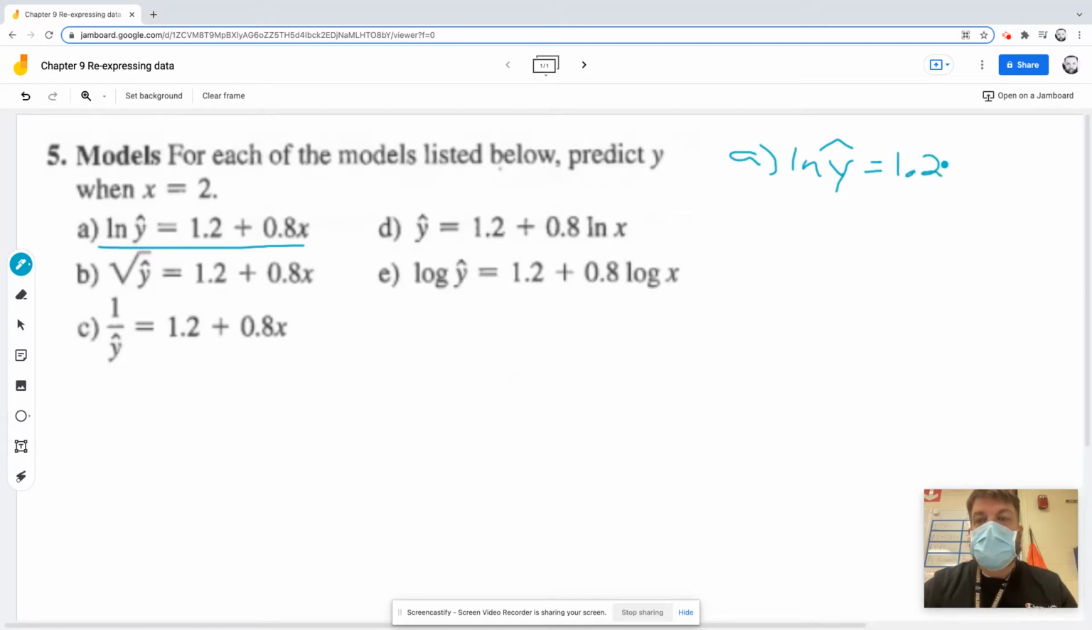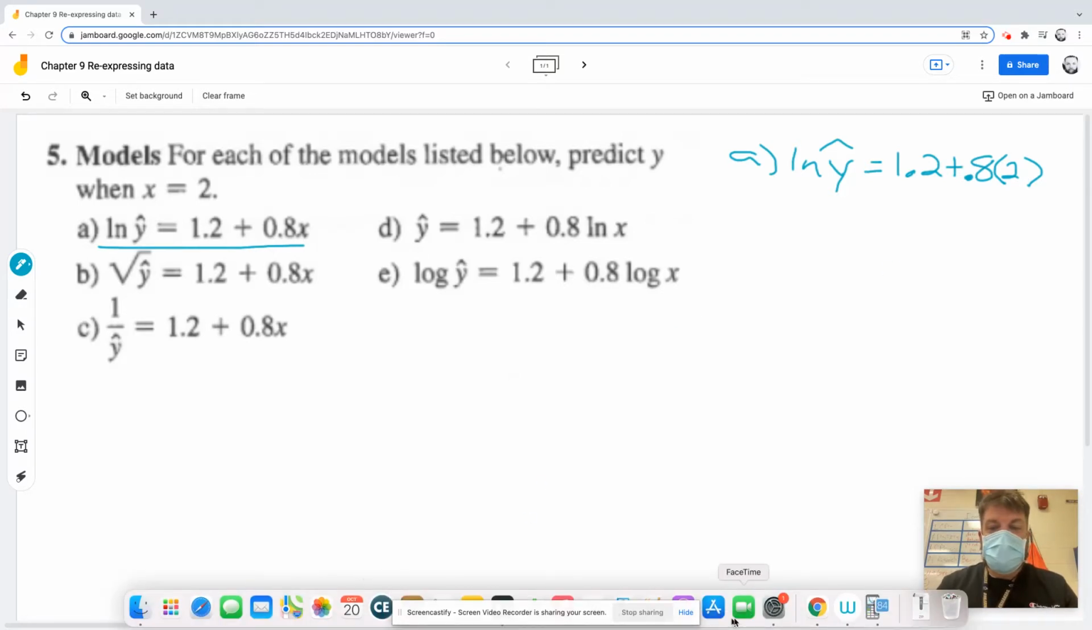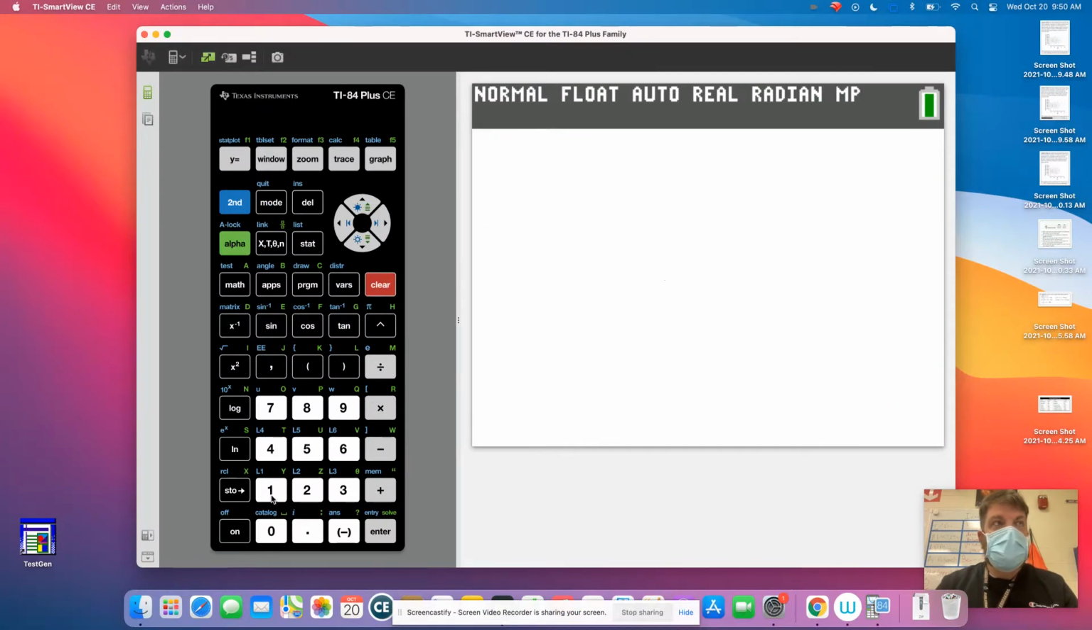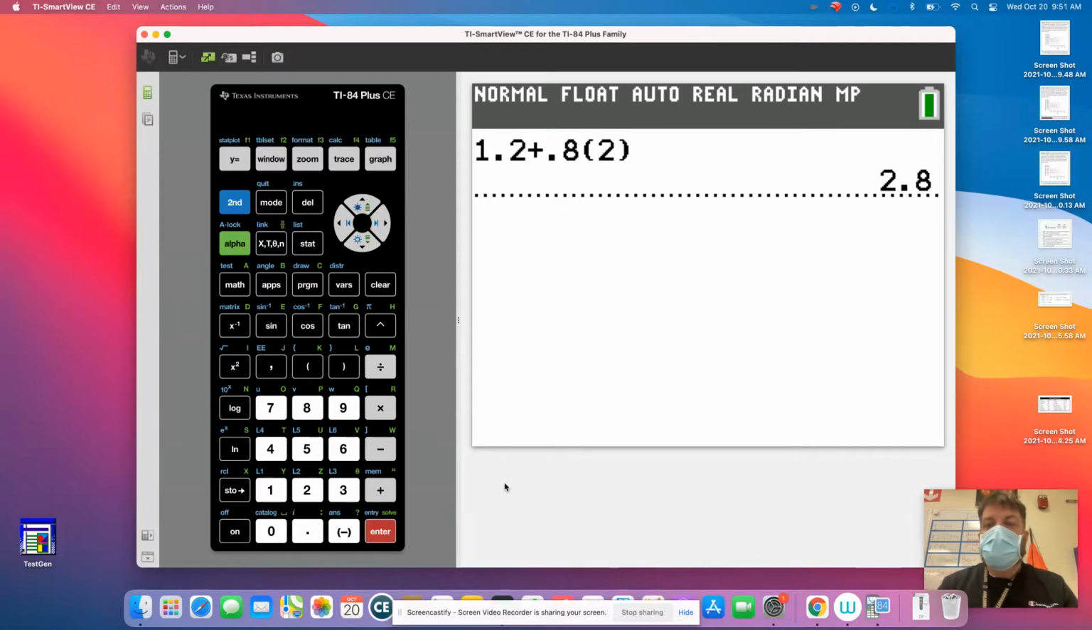1.2 plus 0.8x, but we're being told that x is equal to 2. So this will be fun to do. So we gotta plug that into a calculator. So I'm going to say 1.2 plus 0.8 times 2. Now, order of operations will work the same, but probably as a good practice, you could put it in parentheses like this, because that's how I wrote it down. And I get 2.8.